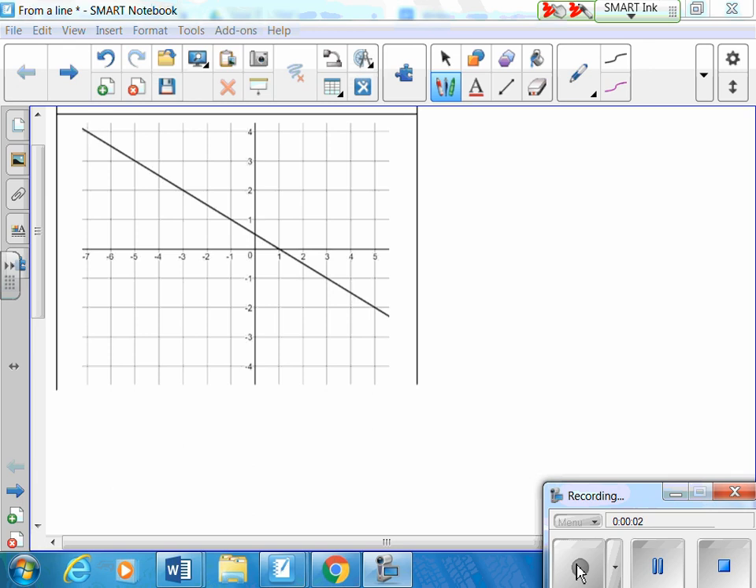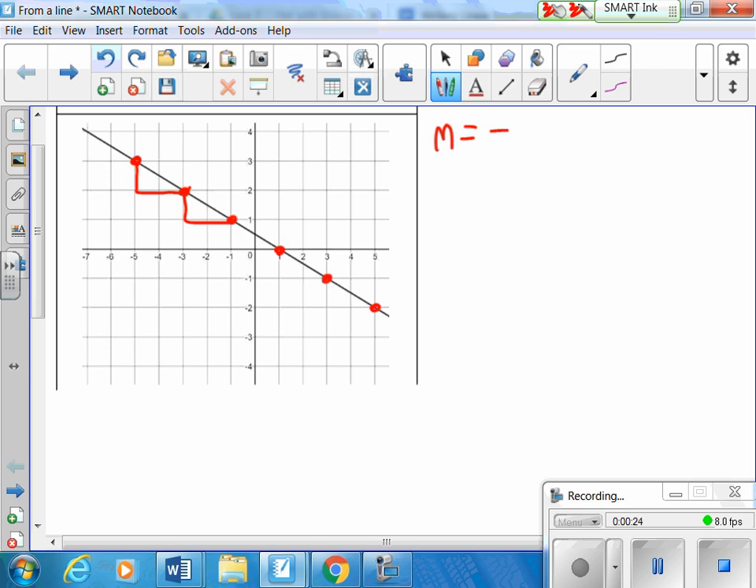All right, so let's find some ordered pairs on our graph, and we're going to use those to find the slope. Now we know the slope has to be negative. We know that because this is going down to the right. And it's going down 1 to the right 2. Down 1 to the right 2. So the slope is negative 1 over 2.